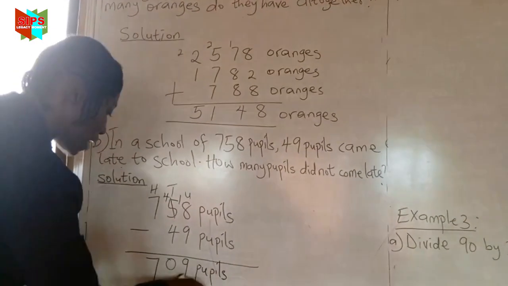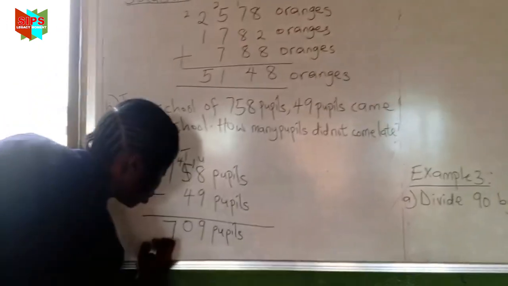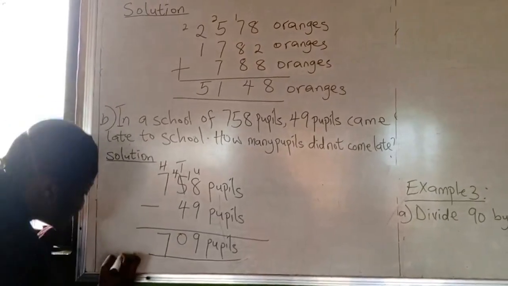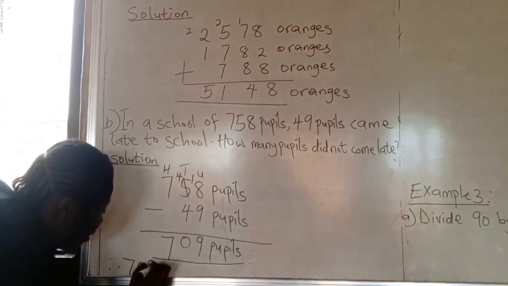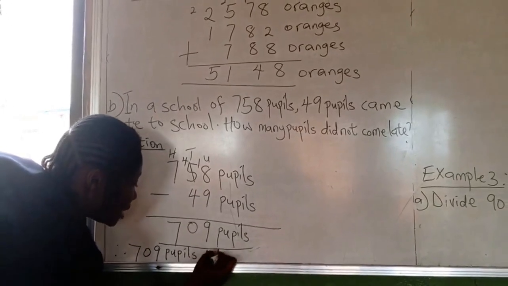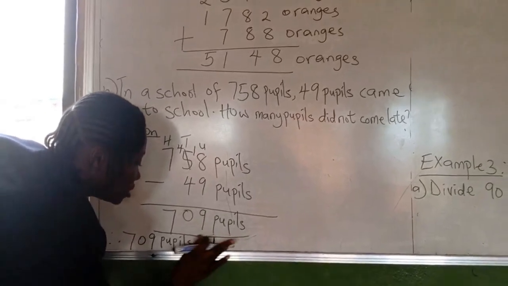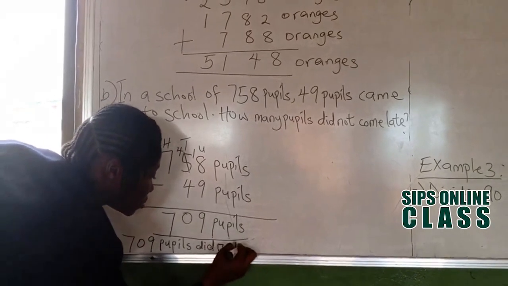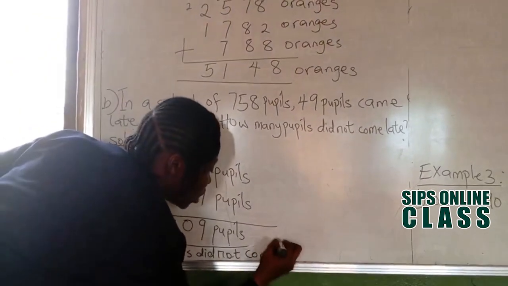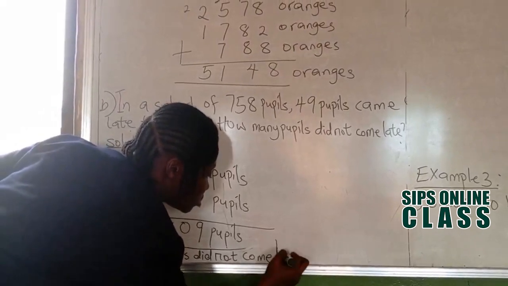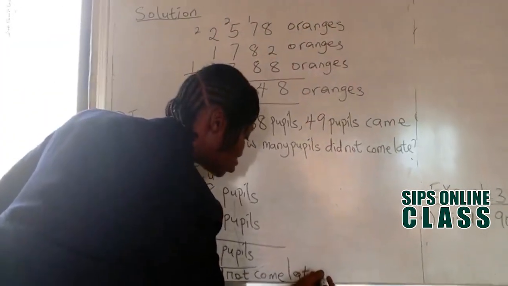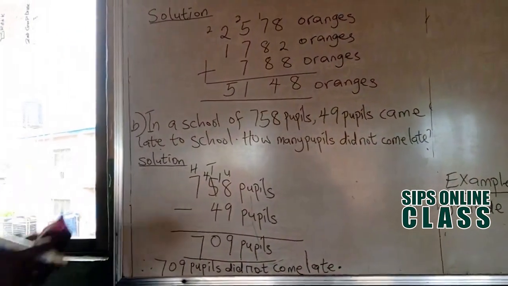So you can always write your final answer as, therefore, 709 pupils did not come late. That is what the question is asking us to find out. Okay, so we have been able to answer this question of how many pupils did not come late.